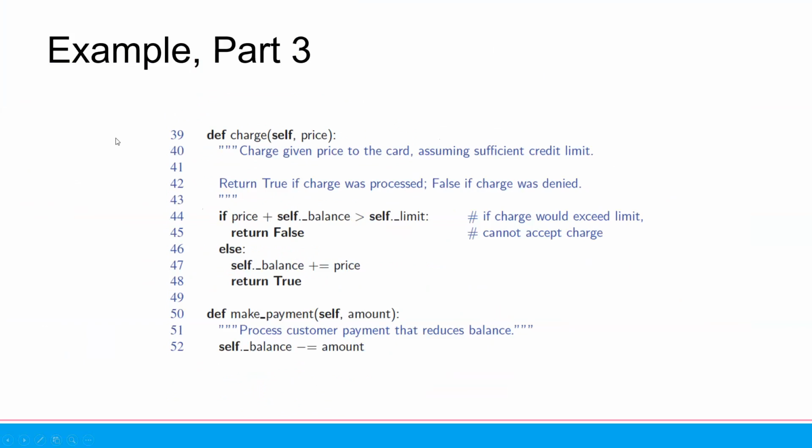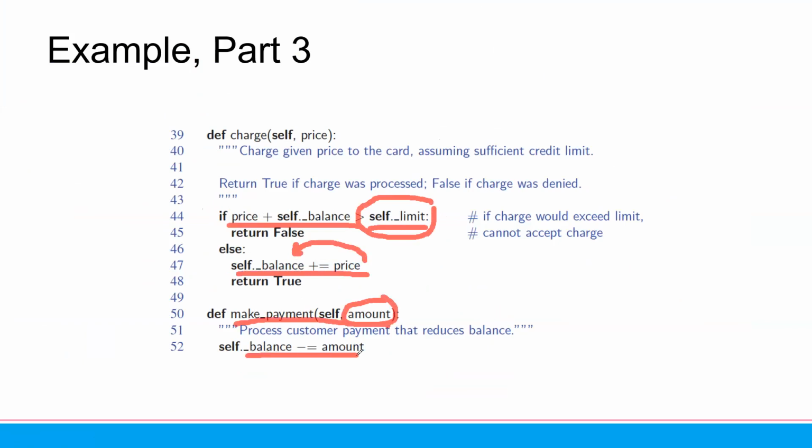Charge. It means when you swipe the card, the charge will be given to the credit card, and then you check whether it is above the limit or not. If it is more than the limit, of course we need to stop. We cannot exceed the limit for the credit card. But if it is still under the limit, you can just put the price into the bank. And let's say the person wants to make a payment. Then the person can pay some amount, and the balance can be deducted or reduced.